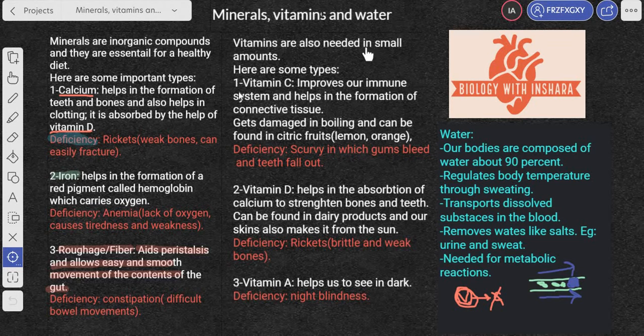Vitamins are also needed in small amounts, and here are some types. Vitamin C is the first one. It improves your immune system, your defense system, to fight against infections. The better it is, the faster and quicker it can fight off infections and prevent you from getting sick. And it helps in the formation of connective tissue.